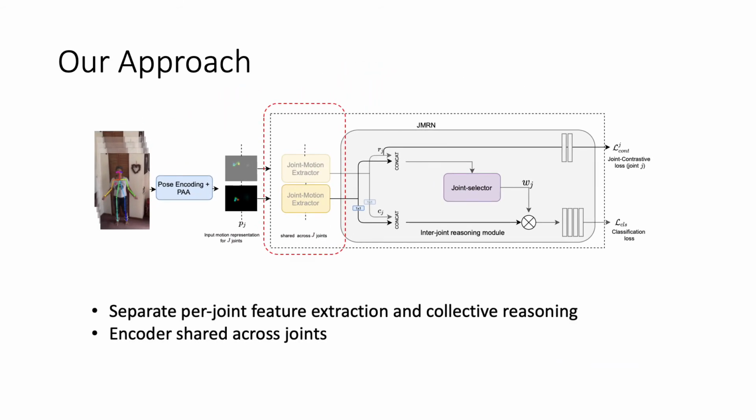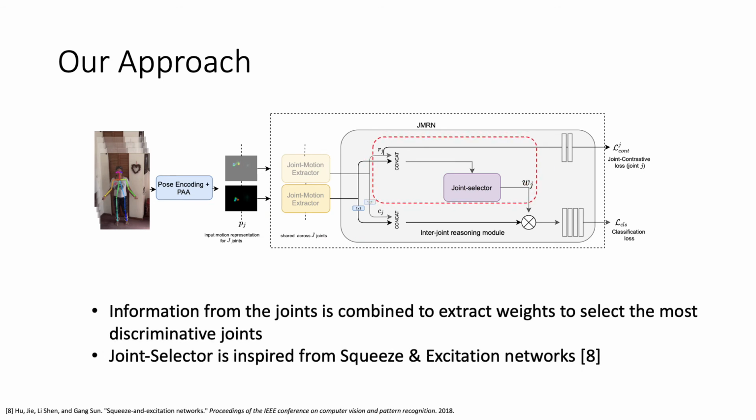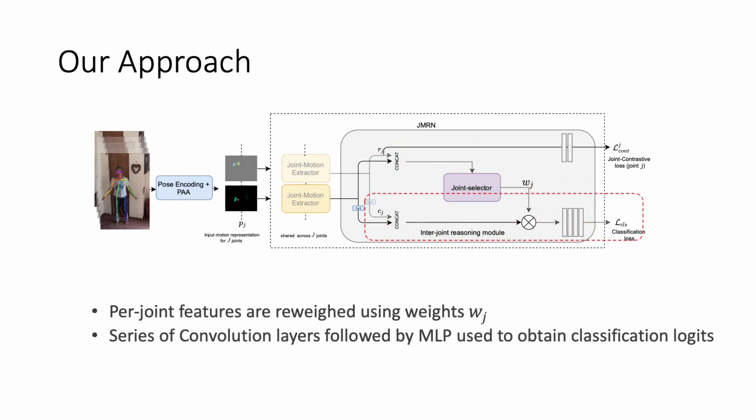Previous approaches work with collective joint reasoning from the first step. This can lead to the model not exploiting useful per-joint motion signatures. Instead, we propose to separate per-joint feature extraction and inter-joint reasoning module. We first extract per-joint motion information using a shared encoder. Next, we have an inter-joint reasoning module which extracts weights for each joint conditional on the input. These weights are then used to reweigh the per-joint features, which are then combined and used by the subsequent layers for final classification.